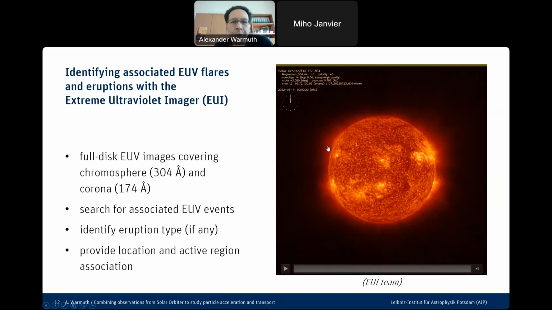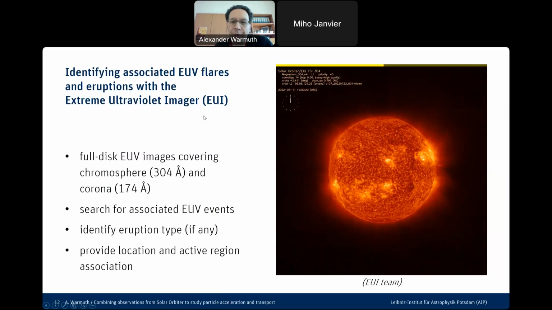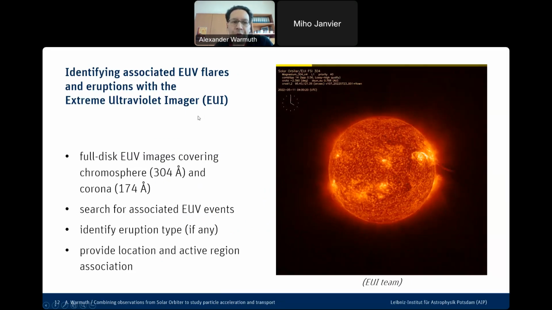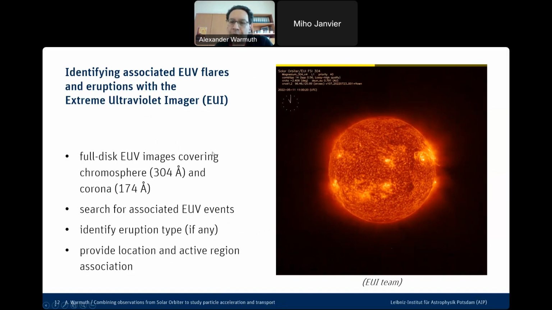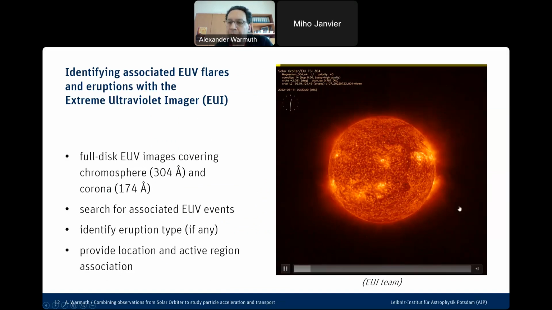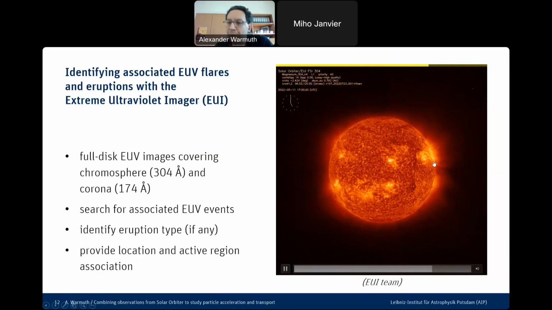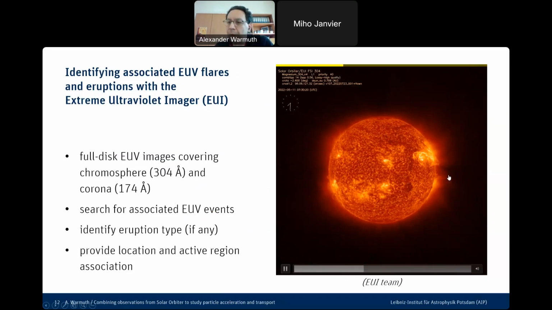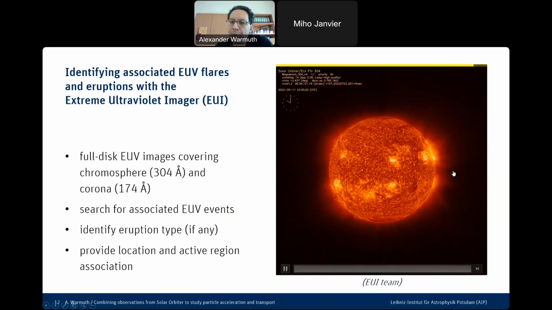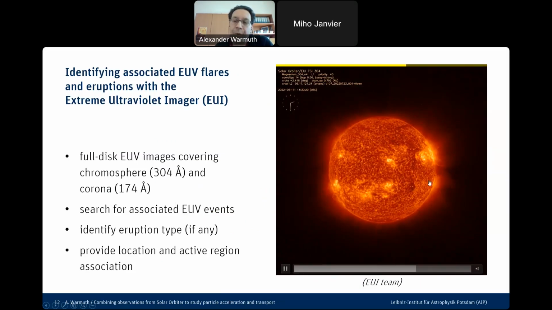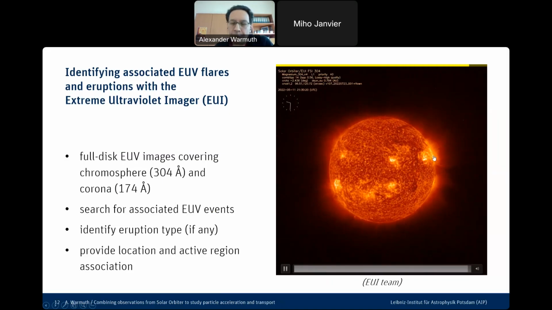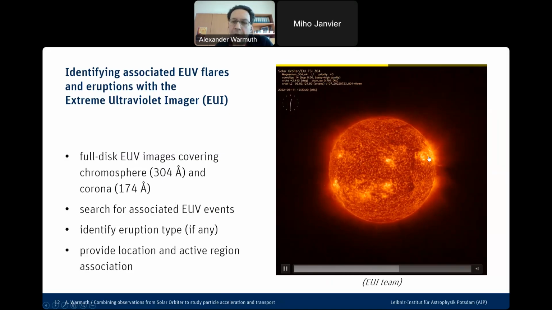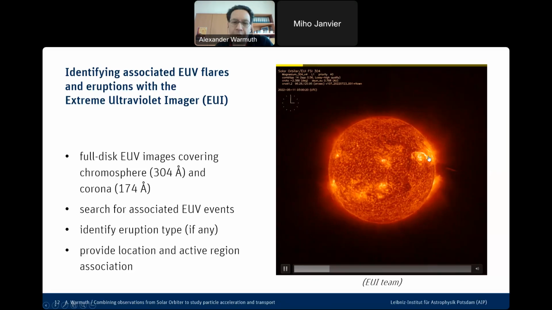Then we also look into EUV, into full disk images from the EUI telescope, which gives us both chromospheric and coronal coverage. We search for associated EUV events and identify eruption types if we see an eruption. So in this case, if you see here, we have some jets which are moving out here. Those are events which are often associated with electron events. And we note down also the location of this event and the active region which is associated.